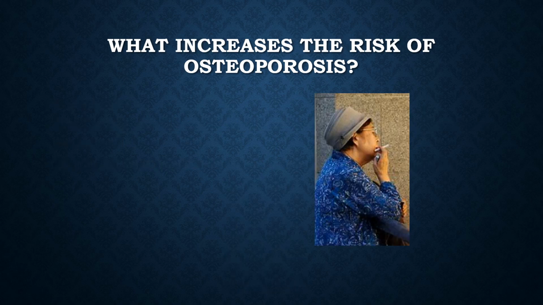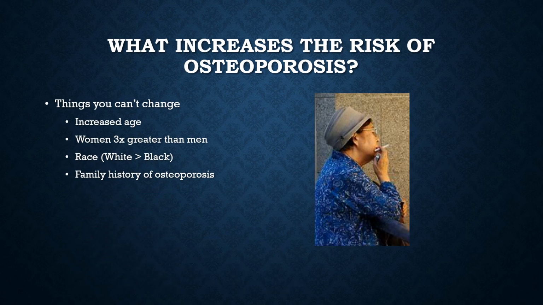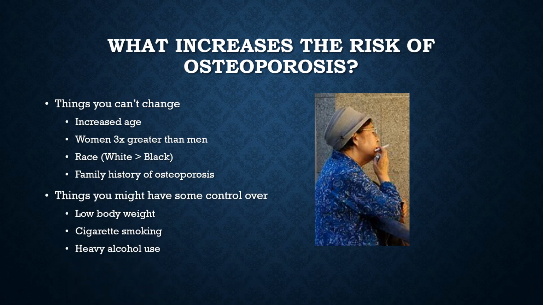There are certain things that increase the risk of osteoporosis. There are things that you can't change, such as increasing age. Women, it's 3 times greater in women than men. Race, white is more than black. And the family history of osteoporosis. These all increase the risk of osteoporosis. Things that you might have some control over. So low body weight is actually a risk factor for osteoporosis. So if you are too thin, you might need to get your body weight up into a normal range. Cigarette smoking and heavy alcohol use are also linked to osteoporosis.